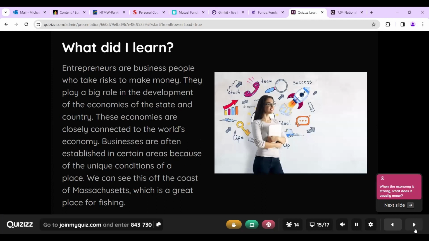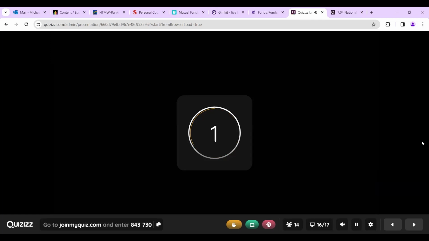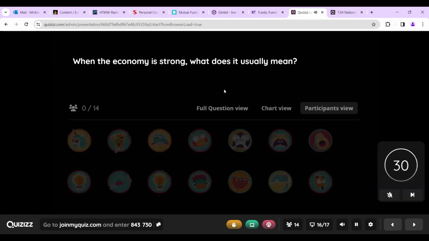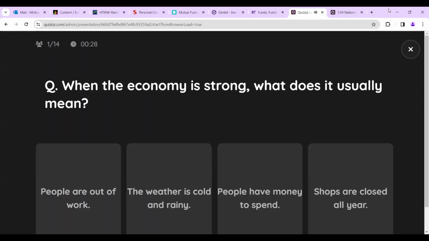Entrepreneurs are business people who take risks to make money. They play a big role in the development of the economies of the state and the country. These economies are closely connected to the world's economy. Businesses are often established in certain areas because of the unique conditions of the place. We can see this off the coast of Massachusetts, which is a great place for fishing. So when the economy is strong, what does that usually mean?